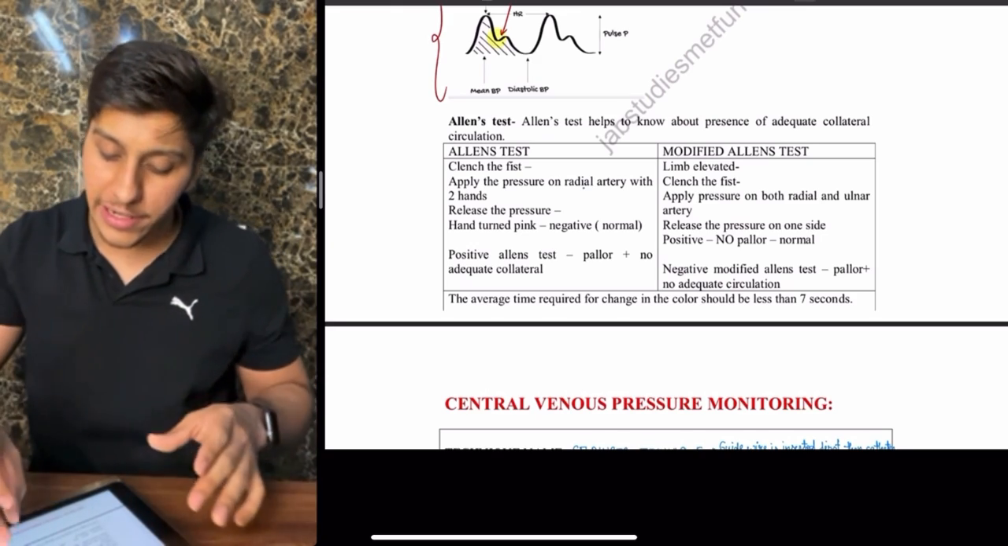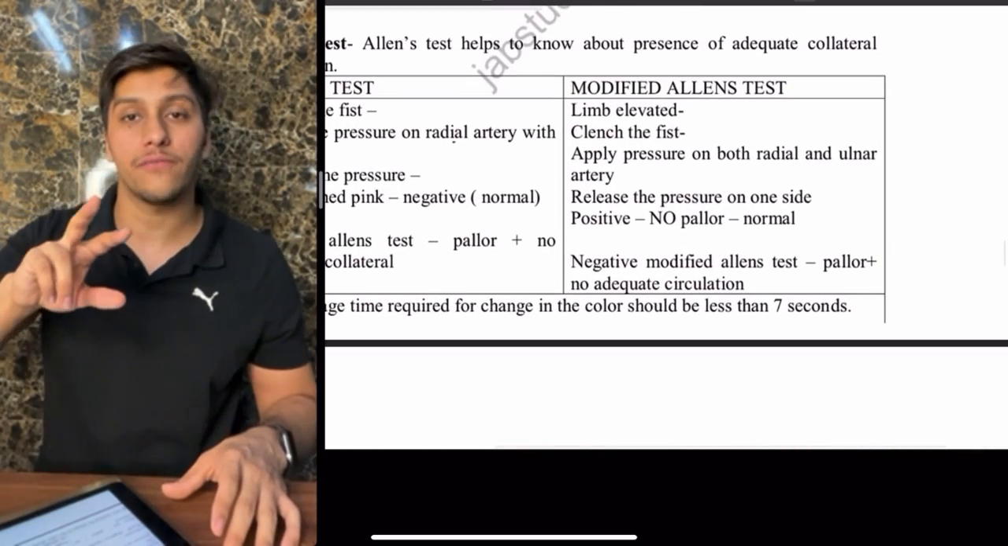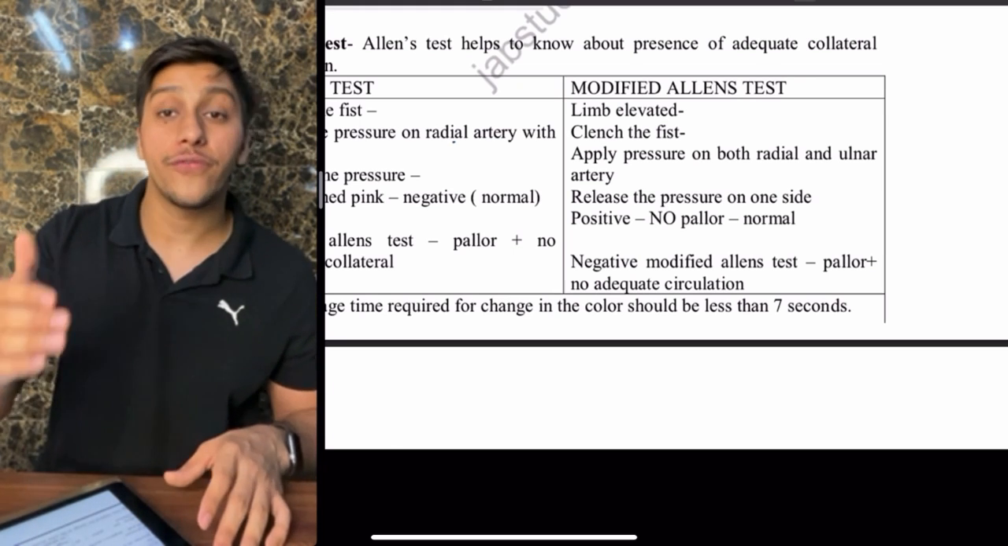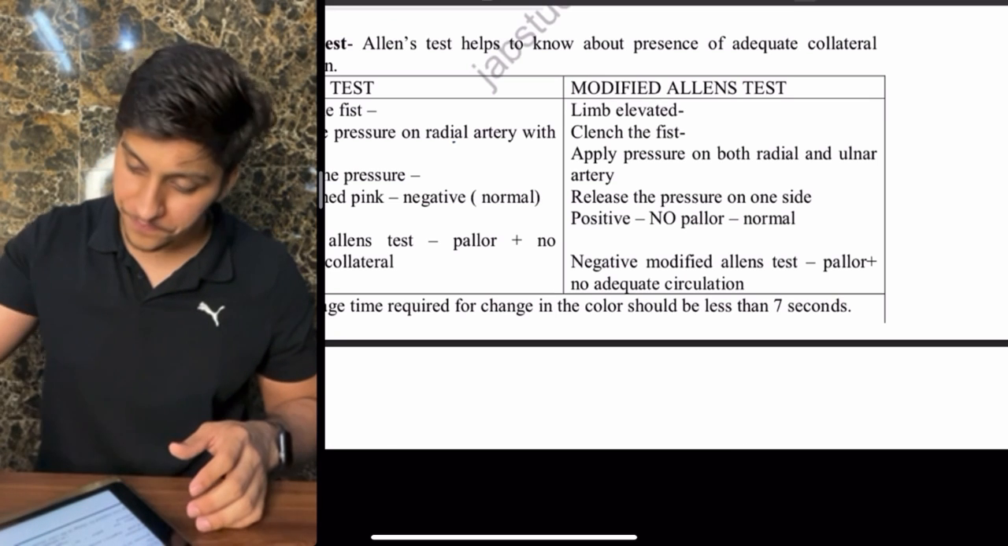Now modified Allen test, what you need to know is that here the values are opposite. Here if there is no issue, it is going to be positive, and if there is some issue, it is going to be negative.